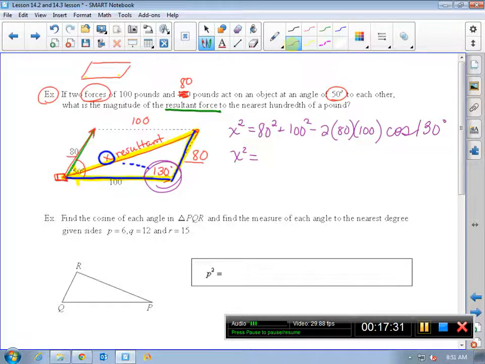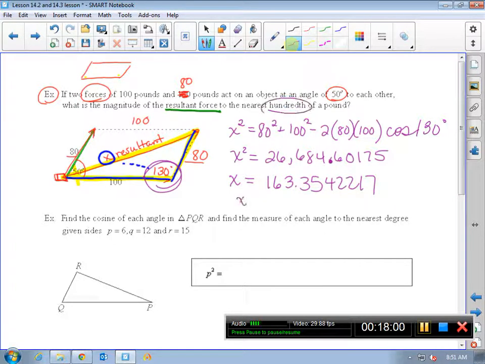And that gives us 26,000 plus decimal. And square root it. And we have for our resultant 163.3542217, nearest hundredth, 163.35, and we're good.